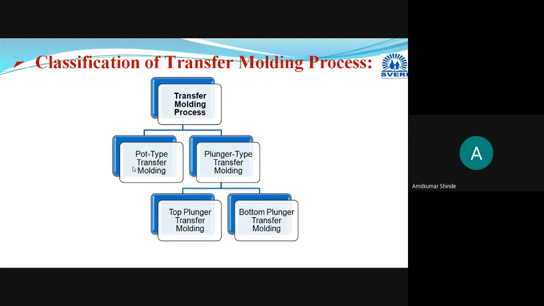So this is the brief classification of the transfer molding process. Only these directions will vary. The remaining stages or procedure will be the same as that of the transfer molding process. In pot type, plunger type, top plunger and bottom plunger, only the transferring channels and the direction of the plunger will change. The remaining principle is the same as the transfer molding process. Now we will discuss all these types in brief with the help of sketches or diagrams. Before that, we will discuss the mold.